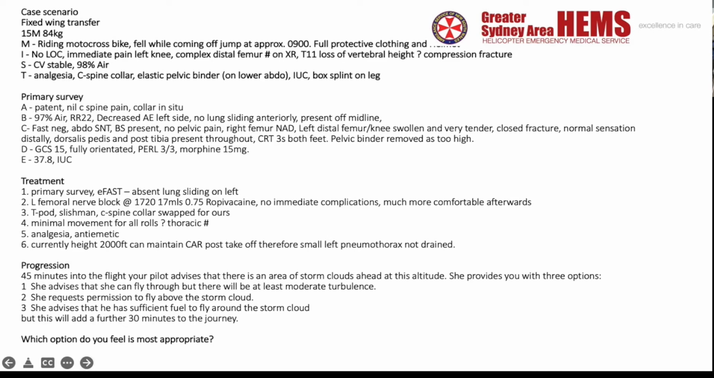It was more like a corset, and they'd given him some analgesia, thankfully, and handed over that he was cardiovascularly stable, and they had the box splint that the paramedics had put on scene still in situ. So cardiovascular and respiratory wise, he was stable, but he didn't have any lung sliding anteriorly on the left. So I was concerned that he had a small pneumothorax on that side. His abdo was completely soft and non-tender.